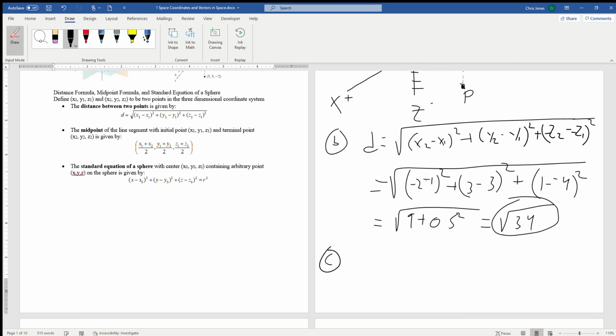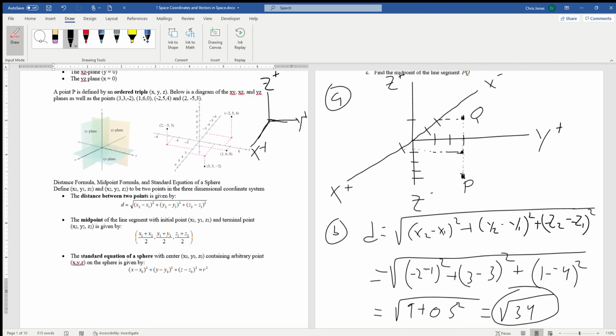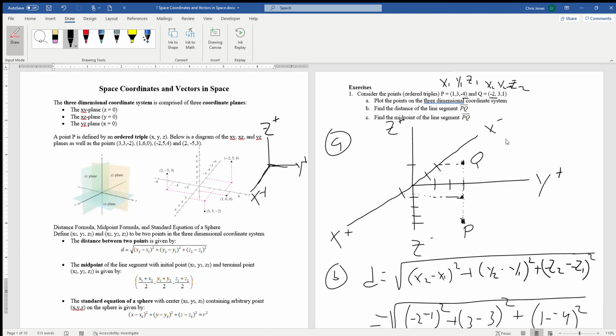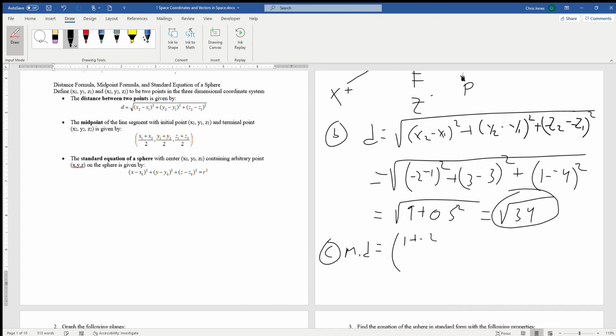So for C, the midpoint is going to be equal to, so remember we had negative 2 and 1. All right, so we have 1 plus negative 2 over 2. And then we had 3 plus 3 over 2. And then finally, 1 plus a negative 4 over 2. And this is going to yield the point negative 1/2, since that's negative 1 over 2, 6 over 2 is 3, and then negative 3/2.